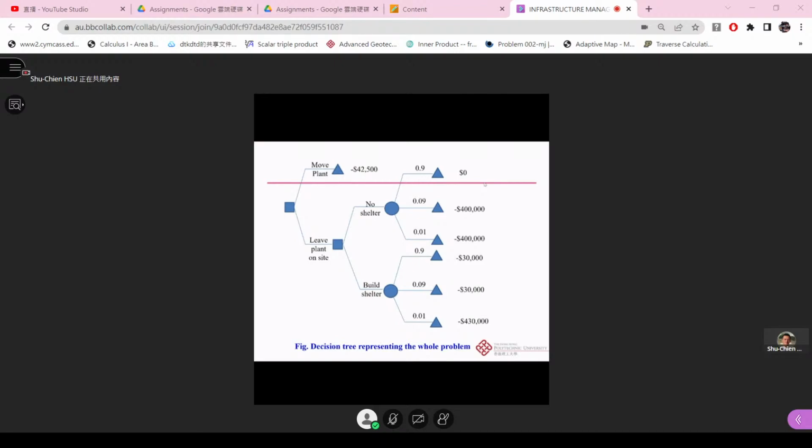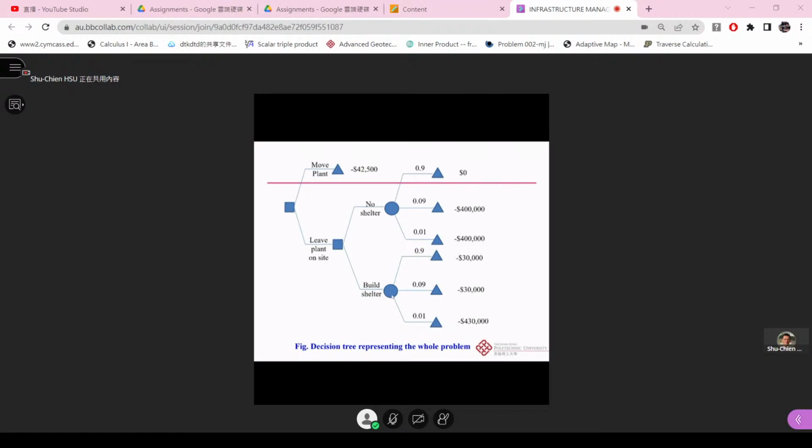However, of course, if we want to do this in a more scientific way, then we need to think about the other probabilities. If no shelter, then we both know the 10% chance is 9% for the minor typhoon and 1% chance for the major typhoon. And then we have a chance to lose these 400,000, like the whole plant will be destroyed. So this is the negative 400,000, like losing this amount of money, but only with 10%.